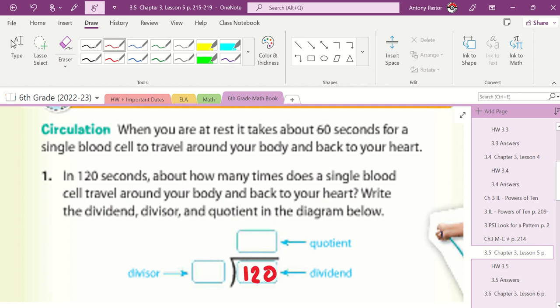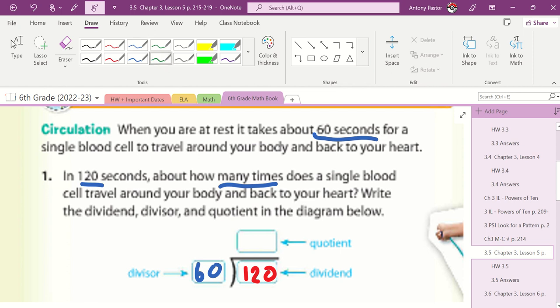120 would be our dividend, our number we're going to be dividing. The number we're dividing by would be 60, or our divisor. The reason why it's 60 is because it takes 60 seconds for a blood cell to travel around your body and back to your heart. If it takes 60 seconds for this to happen, how many times would it happen in 120 seconds? So we're dividing 120 by 60. Our answer will be our quotient.